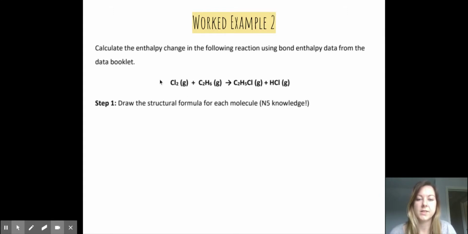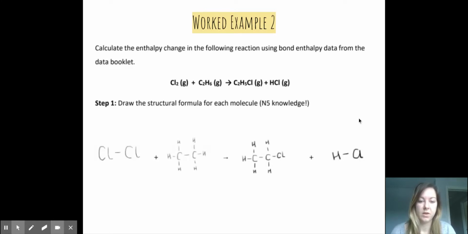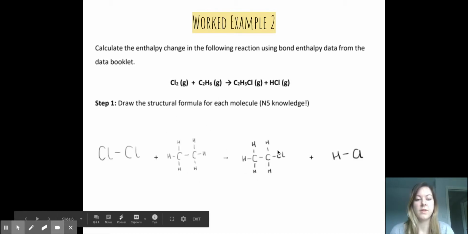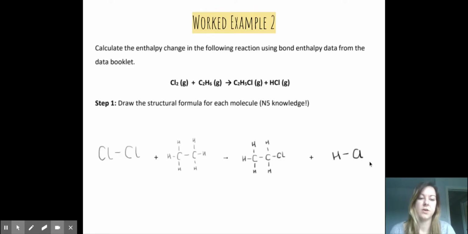So step 1 in a situation like this, we are not given the full structural formula for these molecules. So what we have to do is draw them. This should not be difficult for anybody because this is National 5 knowledge. You should know what alkanes look like. So step 1 is to draw all of that out. I've done that already. So we've got a chlorine molecule, an ethane molecule, and then we've got 1 chloroethane and HCl.